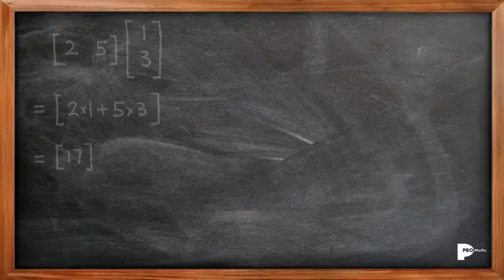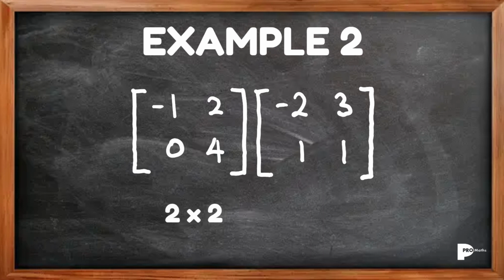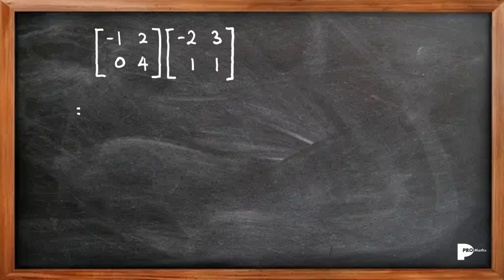On to the next. We have a 2 by 2 matrix being multiplied by another 2 by 2 matrix. These are pretty common. Again, write out the order. Check that we can multiply. Yep. Our result will be 2 by 2, 2 rows, 2 columns. To get the first element, we use the first row of the first matrix and first column of the second matrix, and do what we did in the previous example.